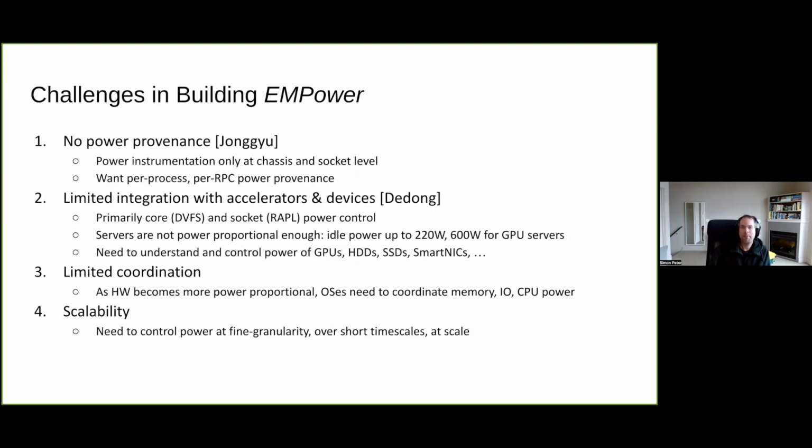We have identified a number of challenges in building this new power control plane. First and foremost is that we currently don't have good tools for power provenance in the data center. And this is something that Jonggyu, who's going after me, is going to talk more about. Essentially, right now in data centers, we have power instrumentation only really at the chassis and at the socket level. What we would ideally want is per process or even per RPC, per remote procedure call, power provenance, so that we can identify which of the different loads consume the most power and in which ways, so that we can then move them away or perhaps shed them in order to save power.